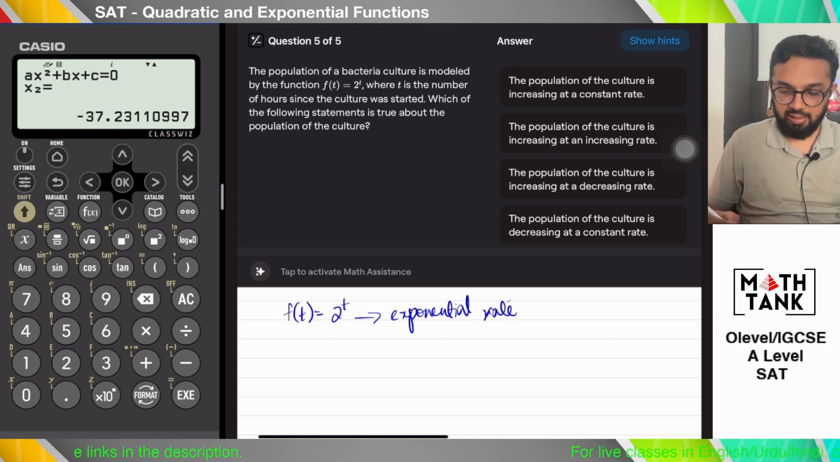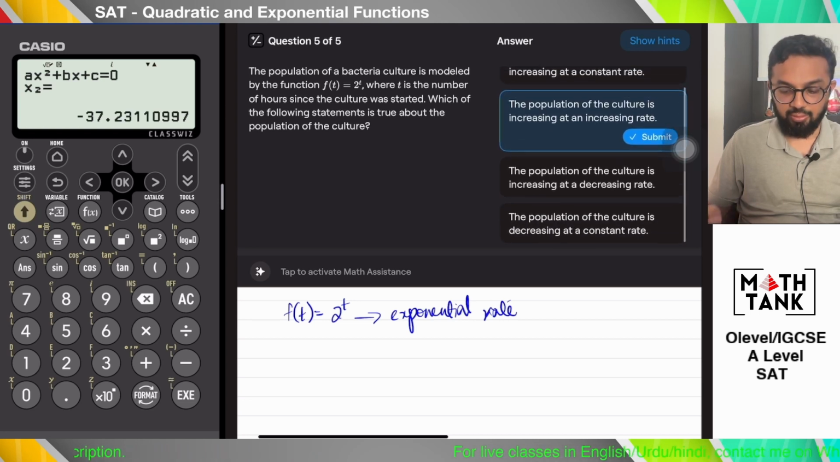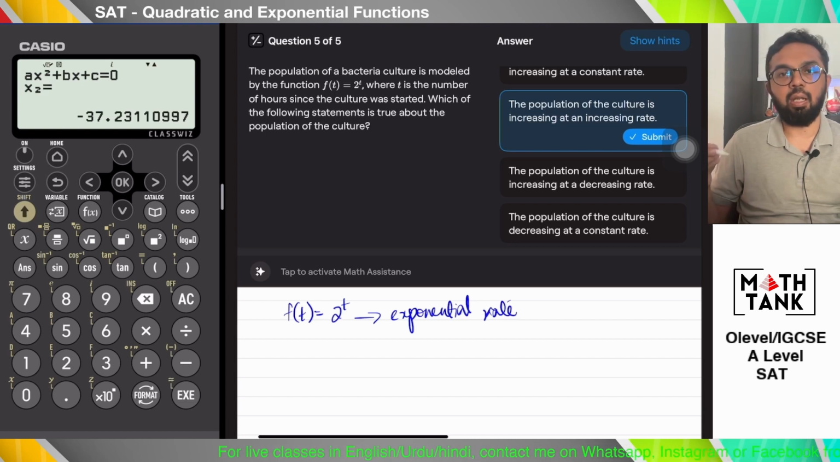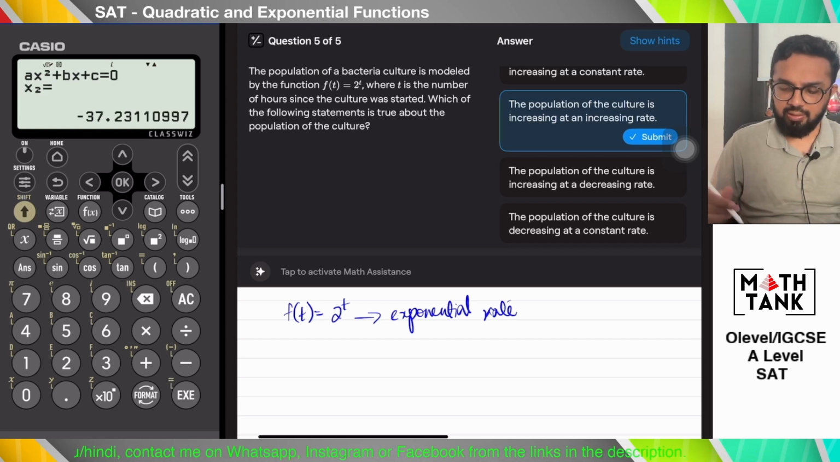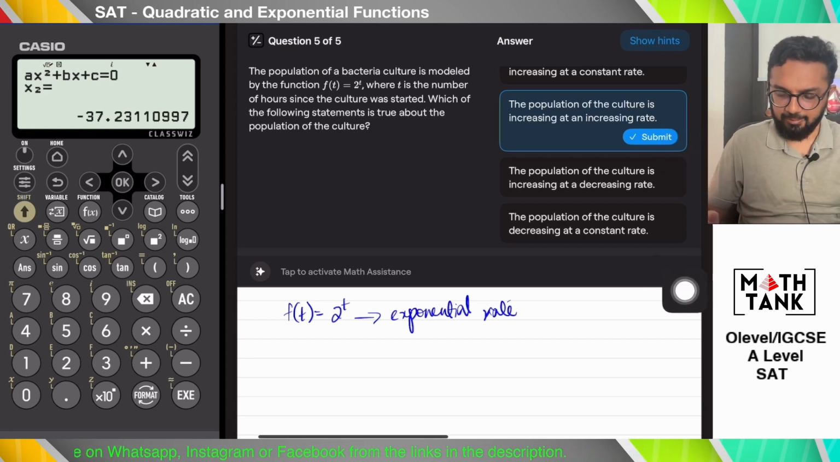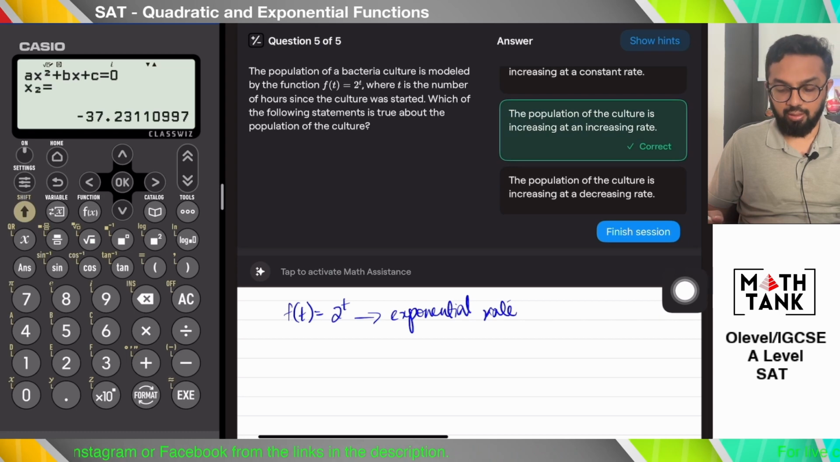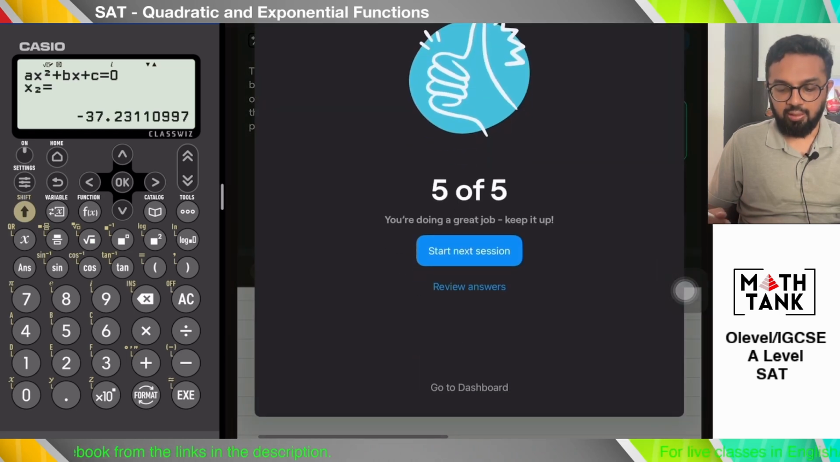Okay, yes, an exponential is either an increasing rate or a decreasing rate. When you have a base like 2, 3, 4, 5, or 2.5 or 2.6 and so on. If you have something less than 1, 0.5, 0.7, 0.8, then it's decreasing. But right now it's increasing at an increasing rate. That should be the correct answer.